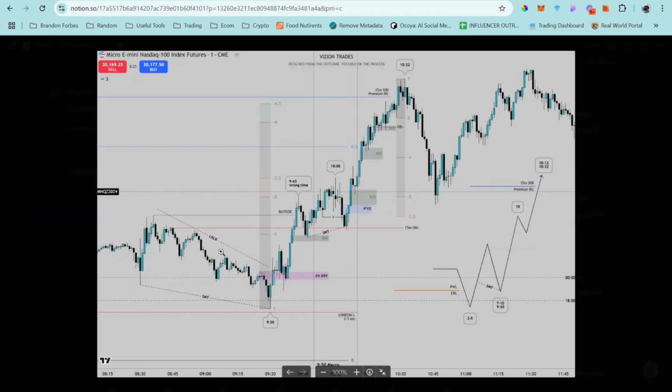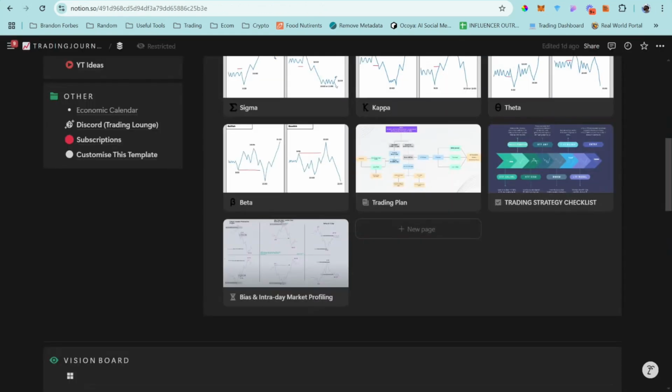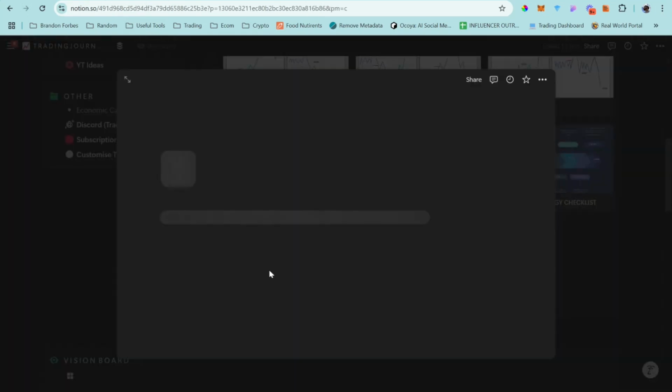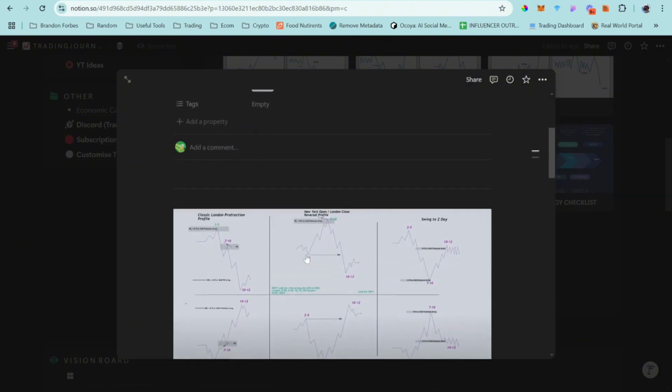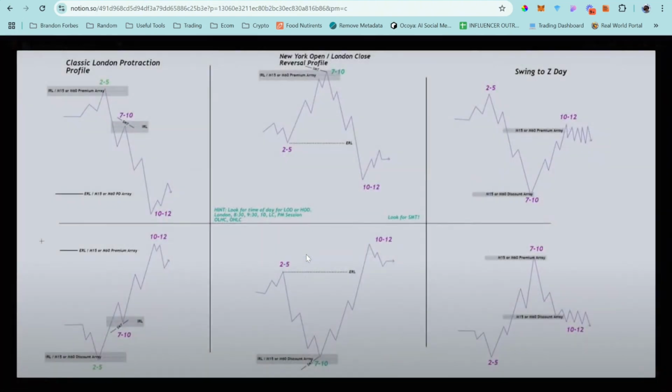The 1 minute. Now, this is where you need to be paying attention, okay, because this is where the time aspect comes into play. Now, I will show you this as well. If you go back to my journal here, you can see I have a bias and intraday market profiling. So we can see here, this is the type of profiles we're looking for when coming into the day. Now, I did actually have a classic London protraction move.